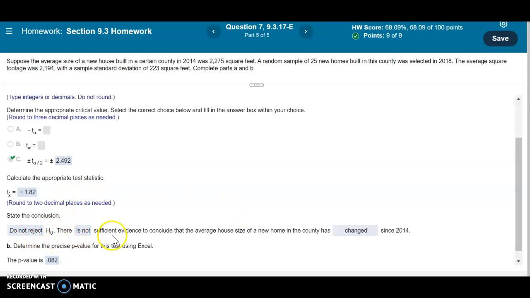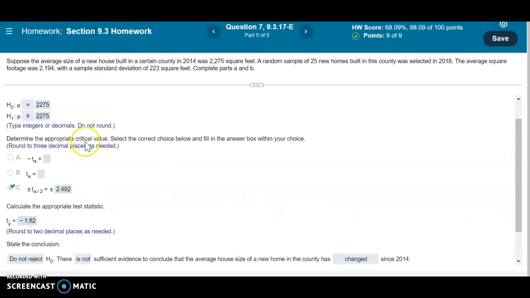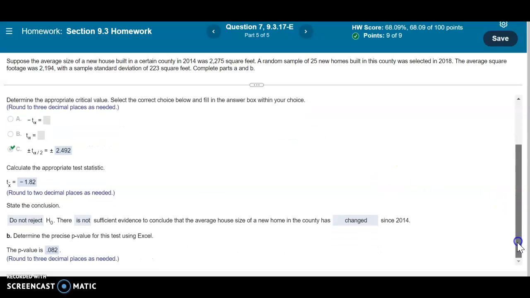There's not enough evidence to conclude that we can't reject the null, so we don't have enough evidence to conclude that it's changed. Now, it could have changed. We just don't have enough evidence to conclude that.